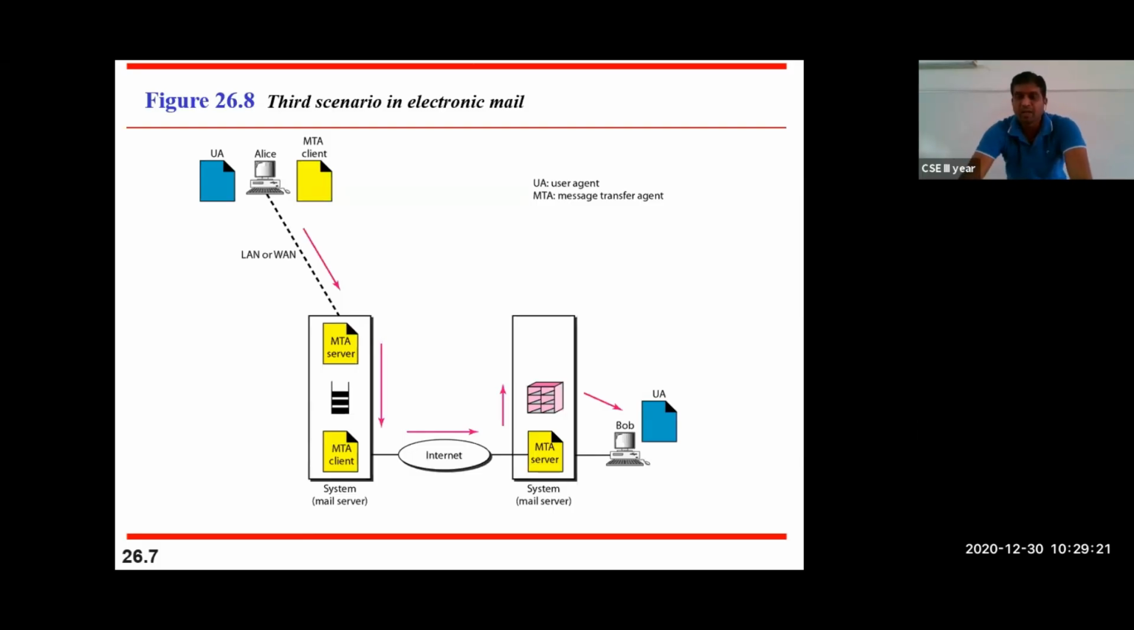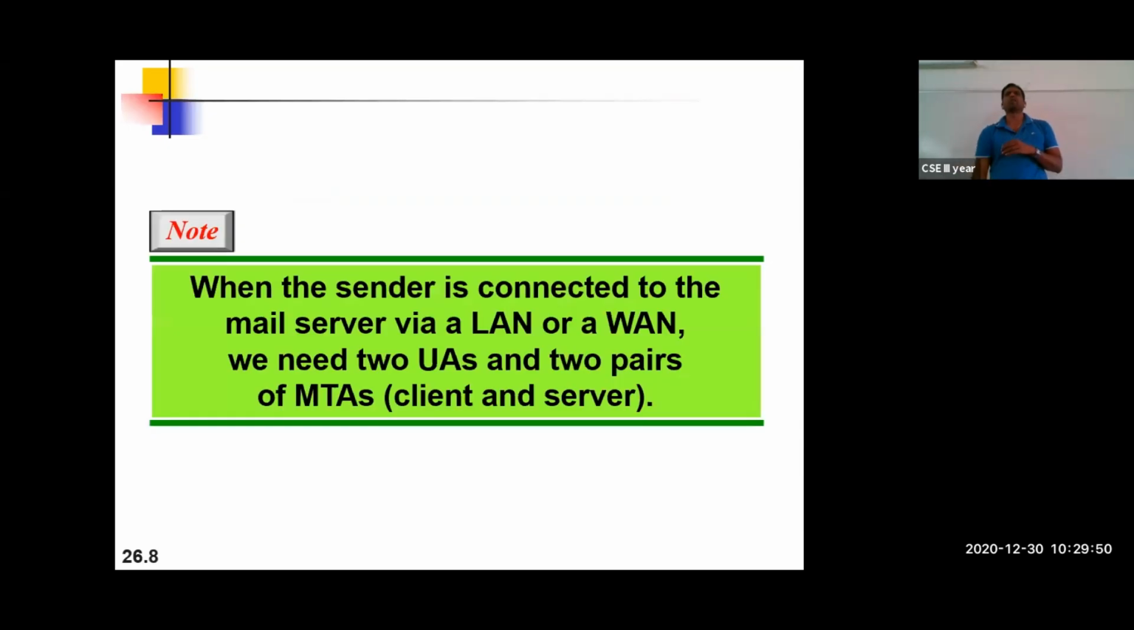From there again, Manoj needs a user agent to get it from his inbox. So how many user agents do I need in this scenario? How many MTAs do I need? Two user agents, one at the sender side and one at the receiver side. One pair of MTAs for the first transmission, and another pair of MTAs for the second transmission to the recipient, right? So here it is: when the sender is connected to the mail server via a LAN or WAN, we need two user agents and two pairs of MTAs.